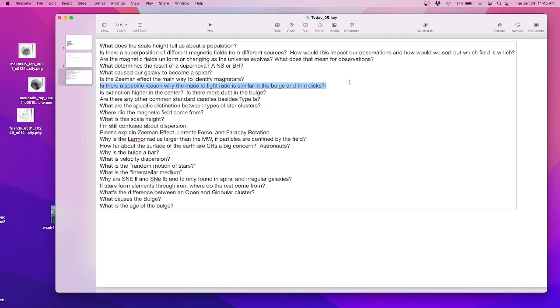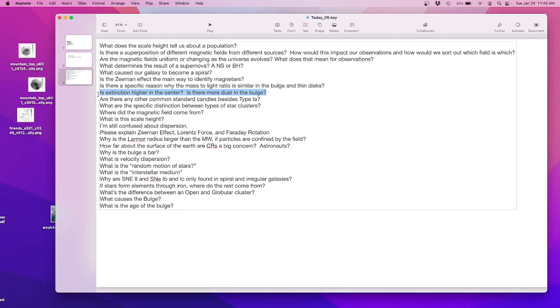Is there a specific reason why the mass to light ratio is similar in the bulge and the thin disk? No, it's random chance, because the bulge is old and has this kind of complex dance of having both old stellar populations and young stellar populations, whereas the thin disk is mostly just young stellar population. So it's kind of a coincidence that the two bits happen to line right up. Is the extinction higher in the center? Yeah. And is there more dust in the bulge? Yeah. There's a lot more stuff in the bulge. It's big and red and dirty. And there's a whole 8 kiloparsecs of stuff that we're looking through, because we've got to look through the whole disk. So we see all that whole column of disk. So we're looking through a bunch of it, but also there's more in the middle, if that helps.